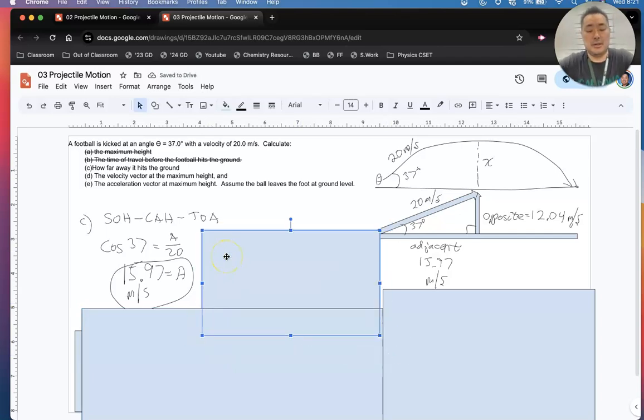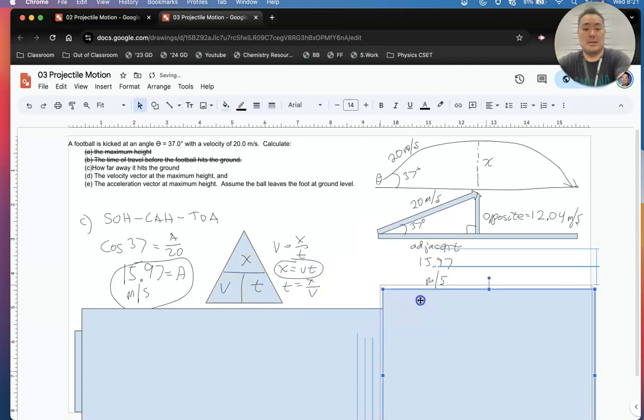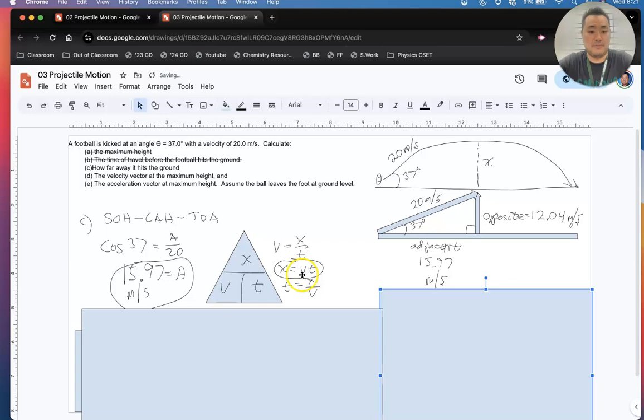Now there's a mnemonic device where velocity, distance, and time are placed into a triangle, and if you solve for velocity, it's going to equal x, the distance over time. If you solve for distance, it's going to equal velocity times time, or if you solve for time, it's going to equal distance divided by velocity. And that's going to be what we're trying to find. Distance equals velocity times time.